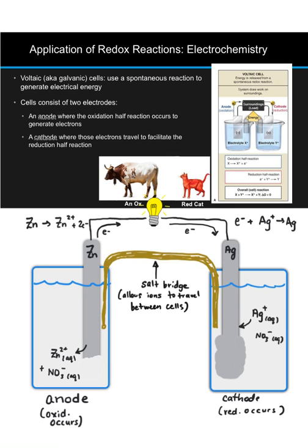This salt bridge is maybe dipped in something like sodium nitrate that contains inert ions that won't participate in the redox reaction we're interested in. But sodium ions can travel to a place where positively charged ions are being consumed, while nitrate ions can travel to the place where positively charged ions are being built up.